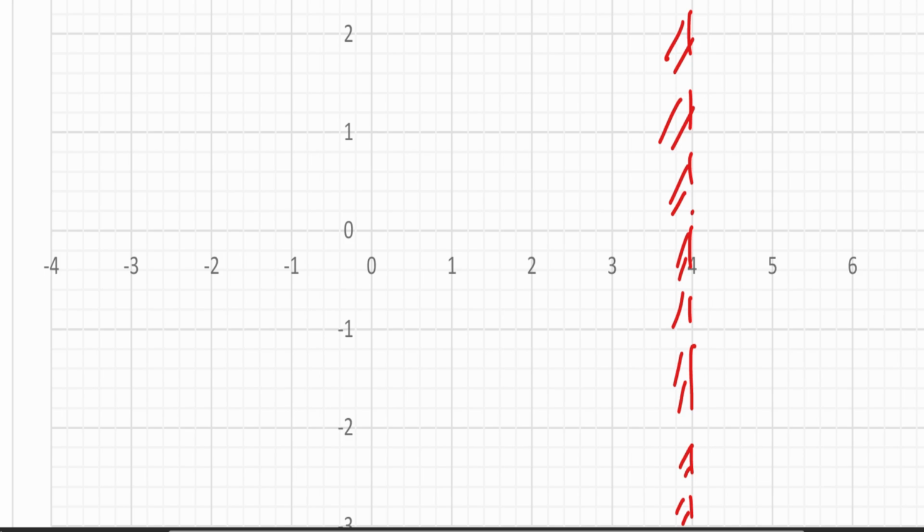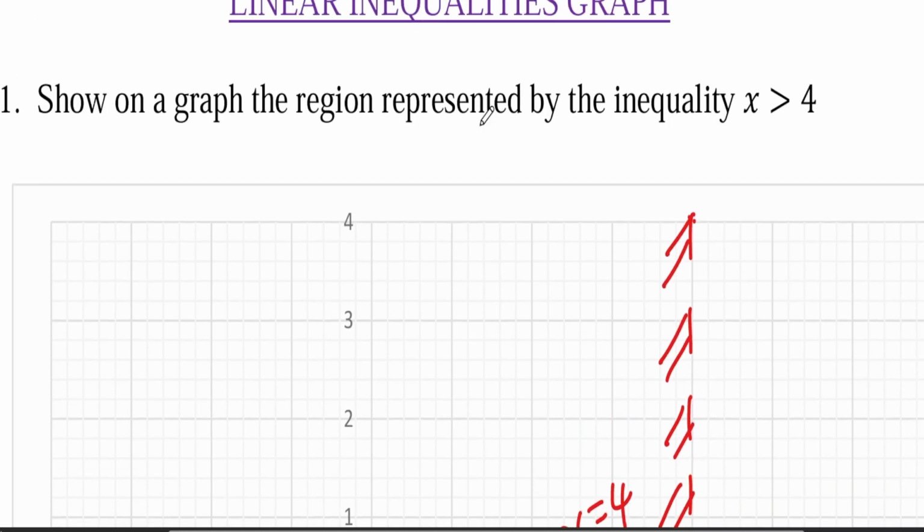Now you write the equation. You won't write it this way, this is very wrong. Instead, you just write x equal to 4. So make sure you students avoid this situation. It's not a must for it to be a line as well. So this is the answer to the first question.